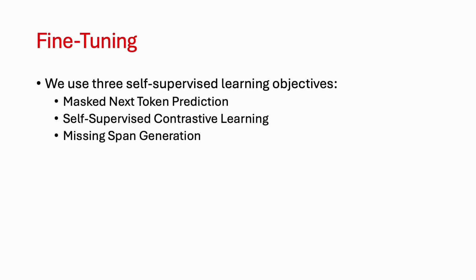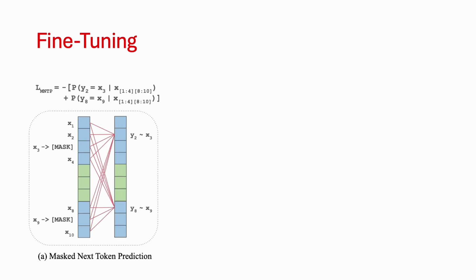Next, we'll walk through the training objectives we use to fine-tune the model. These are designed to help the model understand and effectively use the modified attention mechanism. The first training objective is masked next token prediction, wherein we corrupt 20% of the tokens and the model is tasked with predicting these tokens.